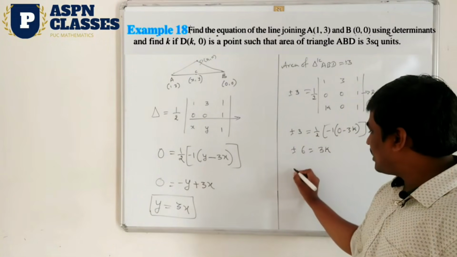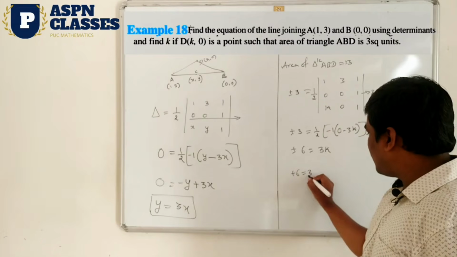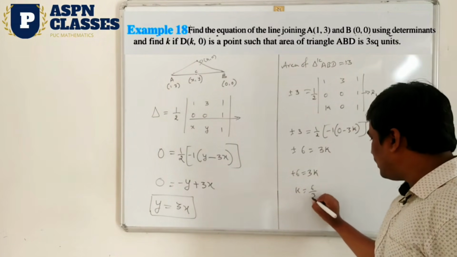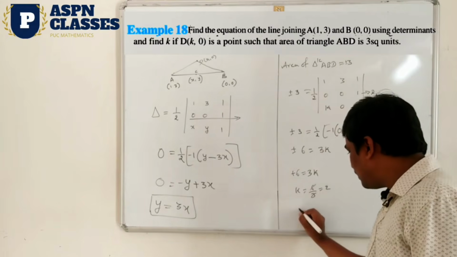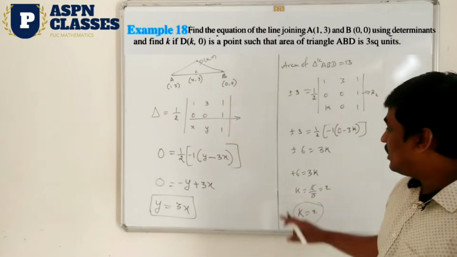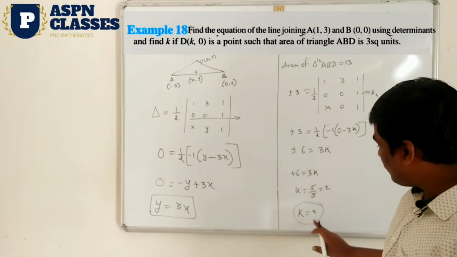Now you have to take the first case, plus 6, you have to take out and find the k value. And k is equal to 3 shifted here, it means 6 by 3, 2 is the answer. It means k value is 2. When you take the x value, the determinant value 6, this is 6 plus 6 you take, means you get the answer, k value is 2.